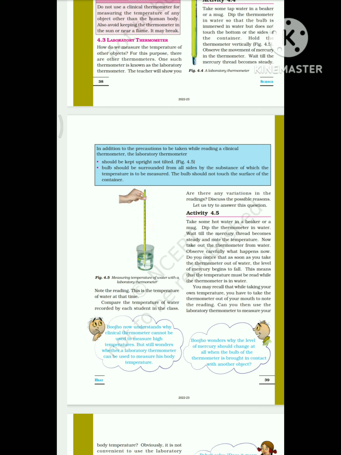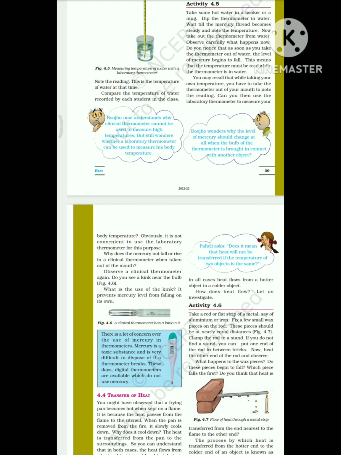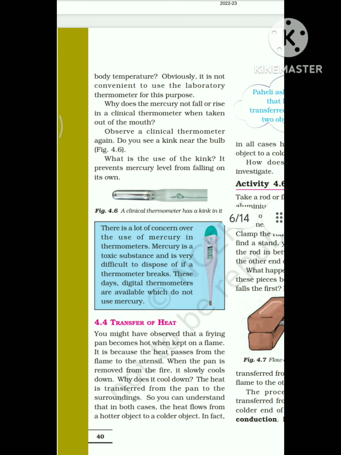You may recall that while taking your own temperature, you have to take the thermometer out of your mouth to note the reading. Can you then use the laboratory thermometer to measure your body temperature? Obviously, it is not convenient to use a laboratory thermometer. Why does the mercury not fall in a clinical thermometer? As I told you earlier, it is because of the kink, and a kink is a thing that does not allow the mercury level to fall so that we can get the correct reading.